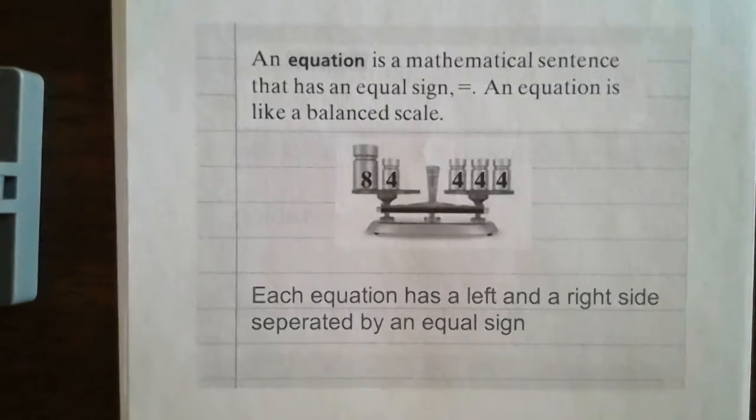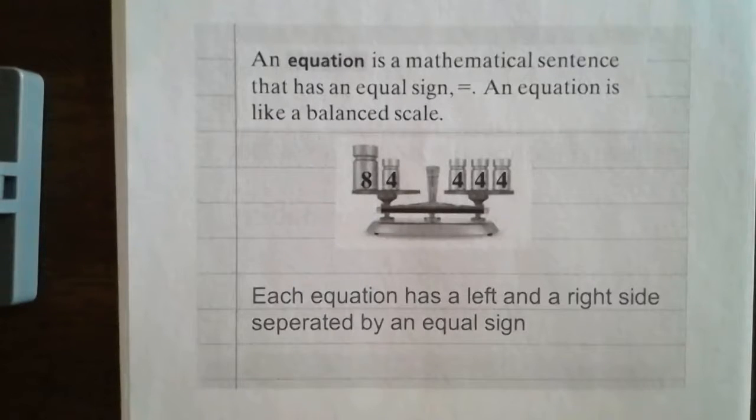So what's an equation? An equation is a mathematical sentence that has an equal sign, and it is like a balance scale. As you can see, there is a balance scale here. Why is it balanced? Because I have the same amount on each side. So each equation has a left and right side separated by an equal sign, like a balance beam scale that also has a left and right side. And all the time I have to keep them balanced. Go ahead and pause the video and take those notes, please.